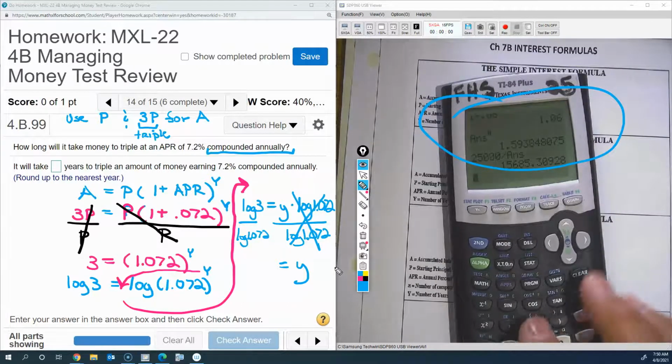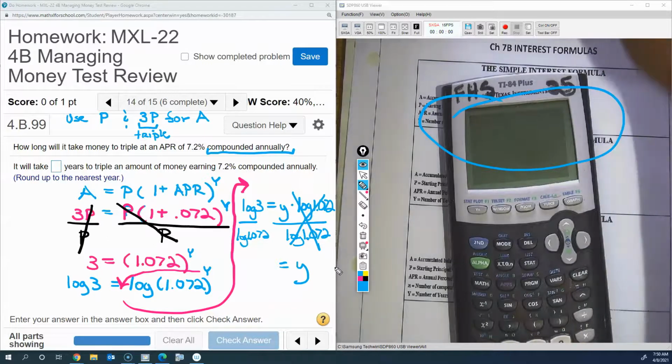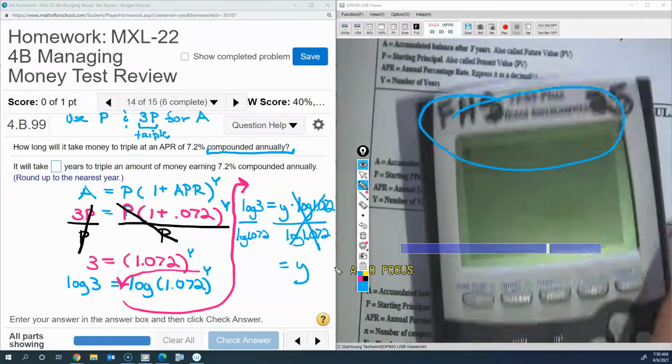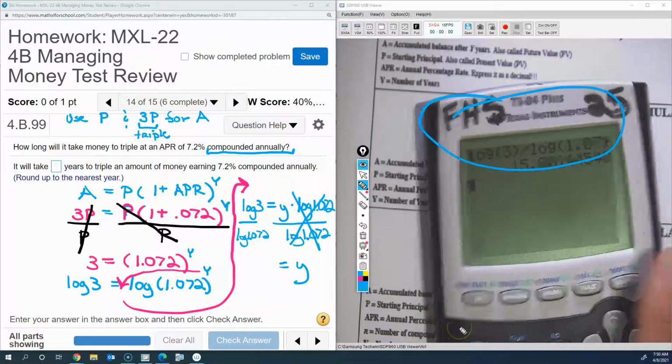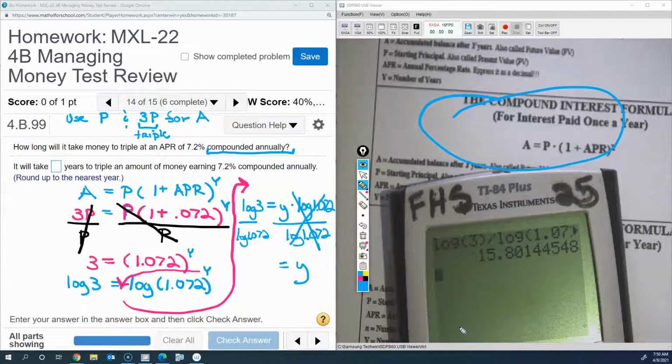So let's see, log 3 divided by log 1.072. And that's how long it would take. And it says round up, so you're always rounding up. So this would end up being 16 years.